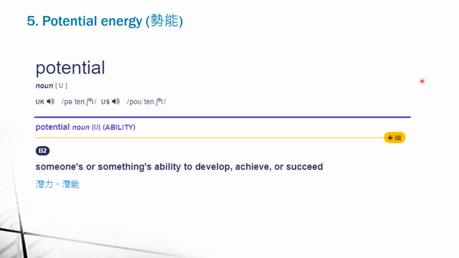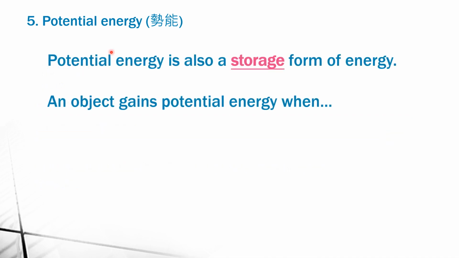Next one, I'm going to introduce potential energy. I quote the search result from dictionary, online dictionary, of course. Potential, this term called 潛力, 潛能. Now, I do think this term is a better description of the form of energy, 係潛在嘅能量, but the official name is called 勢能. Potential energy is also a storage form of energy, 儲存嘅方式.